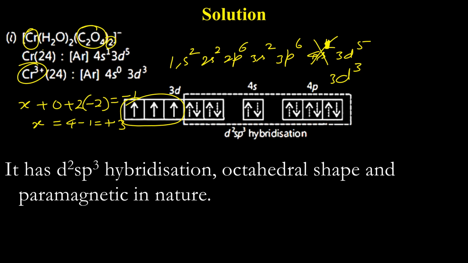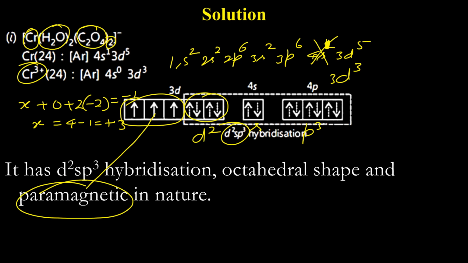It means next 6 orbitals I need empty. Why do I need 6? Because 2 H2O and C2O4 is didentate, so one C2O4 will require 2 orbitals. So that's why total 6. So for that I have here d2, and then s and this p3. So hybridization will be d2sp3. Now you have unpaired electrons here. It means it will be paramagnetic, due to unpaired electrons.